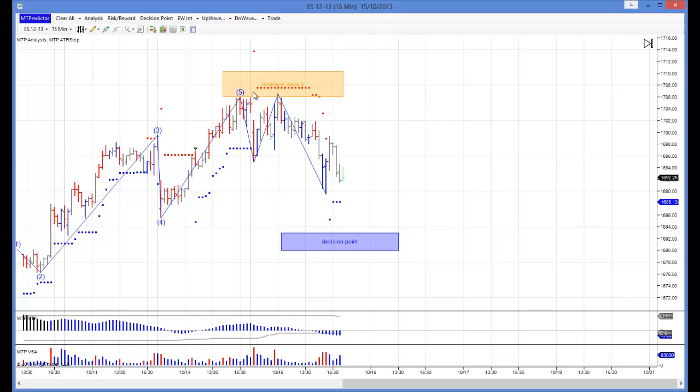Now these are great because these are what we call leading indicators. You can see here that this DP is on the chart before the market even gets down to this level. And that's the key to this, that we can anticipate in advance areas where the market is likely to go to, and because of this we can catch turns in the market as they're happening.